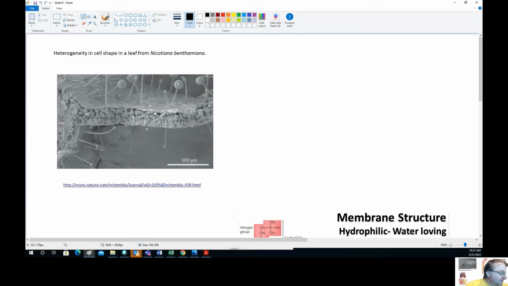And in the next video, what we're going to be looking at are the key processes. We've already talked about it a little bit. Diffusion is one. Facilitated diffusion is the second one. And then the third one is active transport.